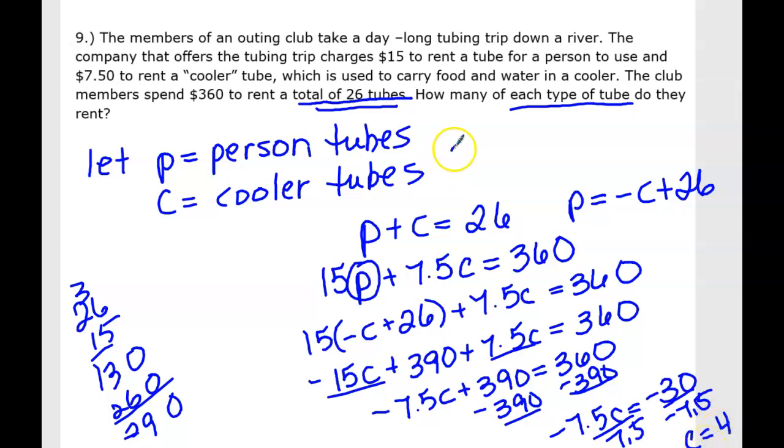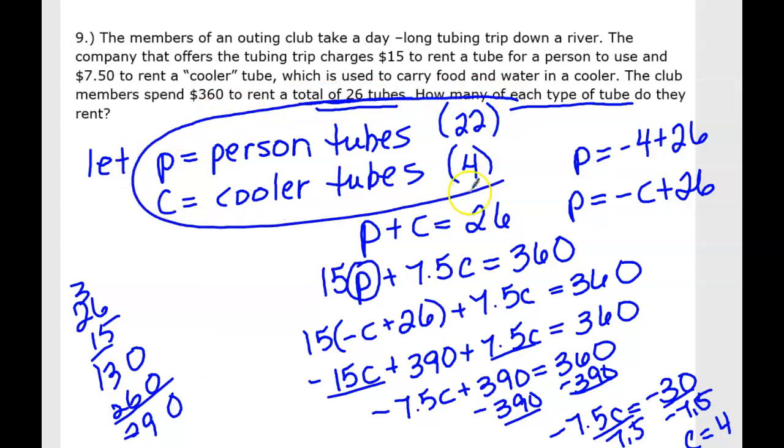Okay, so we have 4 cooler tubes, and then to get our person tubes, we plug it back in. P is equal to negative 4 plus 26, which is 22. Okay, so there's our answer. 22 person tubes, 4 cooler tubes, total of 26.